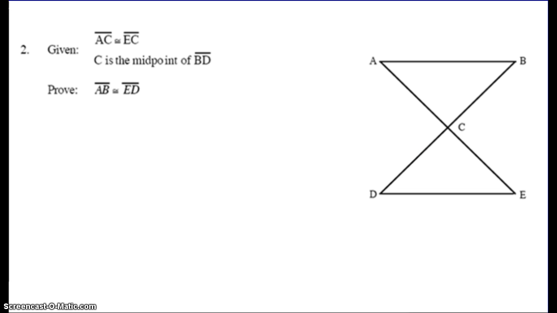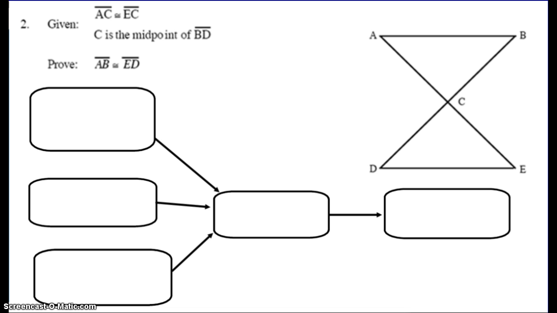On this one, what I'd like to do is actually do it in a flow proof. So what I'm going to do is I'm going to give you the boxes, and then after you see the boxes, try to fill them in to the best of your abilities and create your flow proof. Alright, so here are your boxes. Remember that the statements go inside the bubbles and the reasons go outside of them. Okay, so try your best.